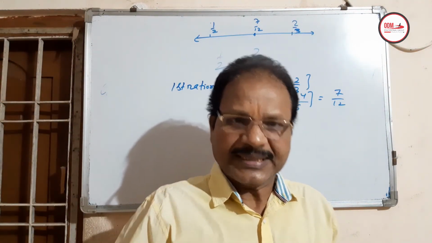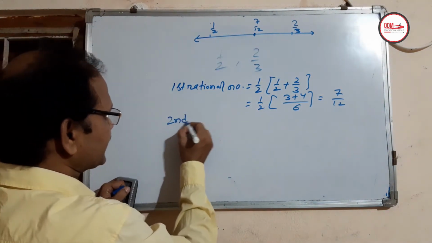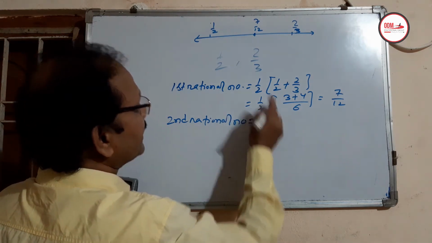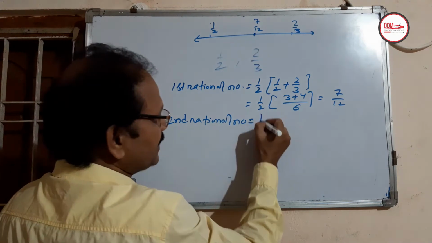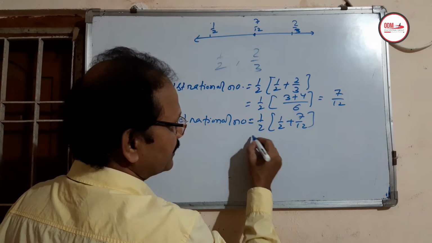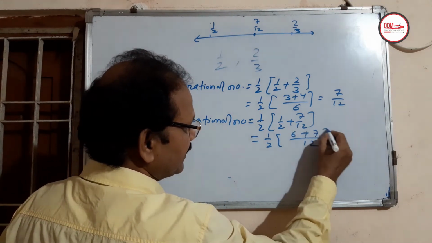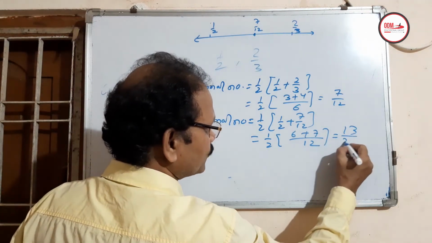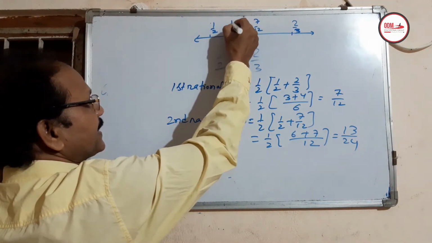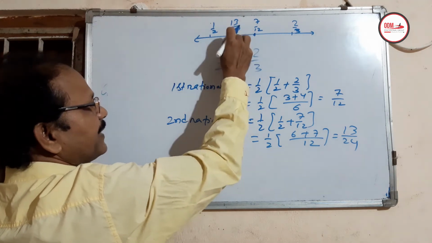7 by 12. Similarly, for the second rational number, how to calculate? This plus this by 2, it means half of 1 by 2 plus 7 by 12. Then calculate, so we shall get LCM 12, this is 6, 7, that is 13 by 24. It means this point represents 13 by 24. This is in between this and this, at the middle point of this and this.